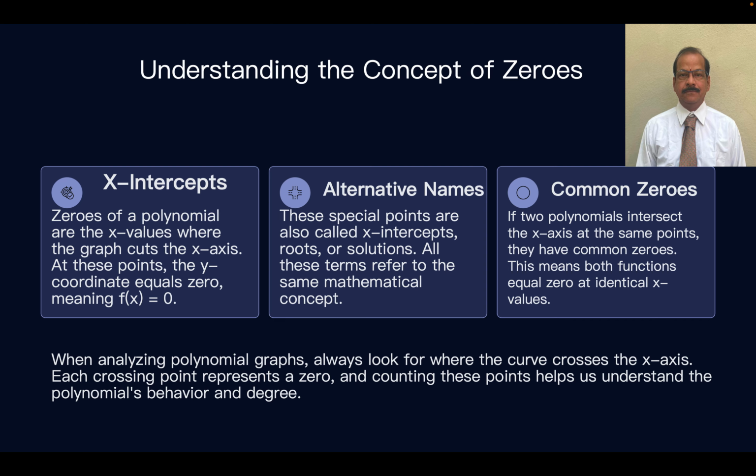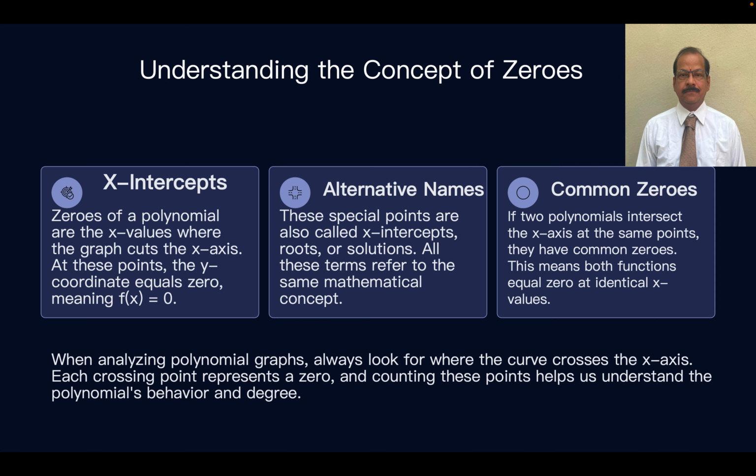Common zeros. If two polynomials intersect the x-axis at the same points, they have common zeros. So in our given example, we have two common zeros. This means both functions equal 0 at identical x values. When analyzing polynomial graphs, always look for where the curve crosses the x-axis. Each crossing point represents a zero, and counting these points helps us understand the polynomial's behavior and degree.